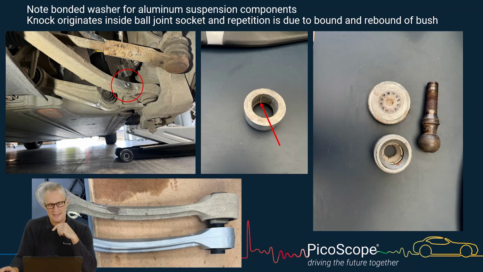Why was it a repetitive rattle? I can only think it was the bound and rebound from the bush. So we've got the large bushes here at the track control arm that as we rode over the gully, the bush would do this, which would ultimately knock inside the ball joint.